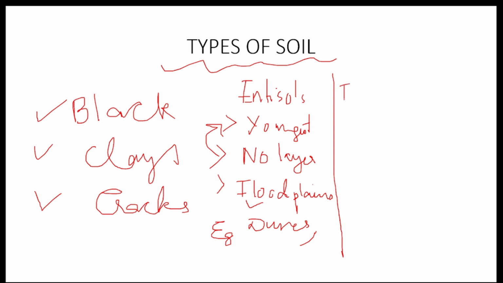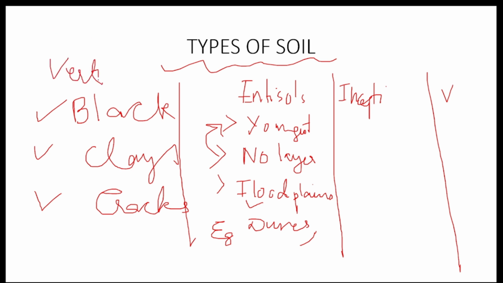Then inceptisol, and then we have vertisol. This one is the vertisol. This one is the vertisol. Inceptisol, what we said, is that it has layers. In entisols we do not have layers, but in inceptisol we have layers. Then it has weathering, and my most favorite one is vertisol because it's black in color. It has a characteristic of cracks. Definitely it means that there is availability of clay.